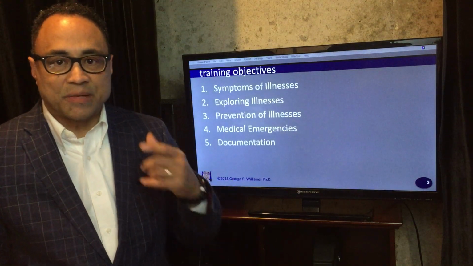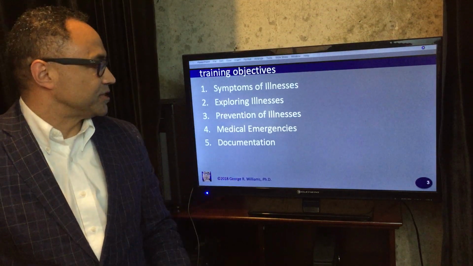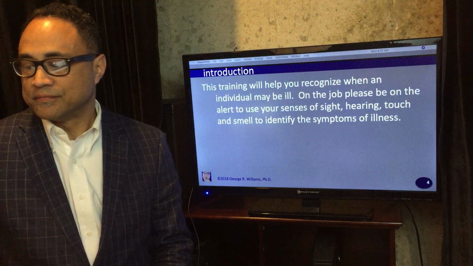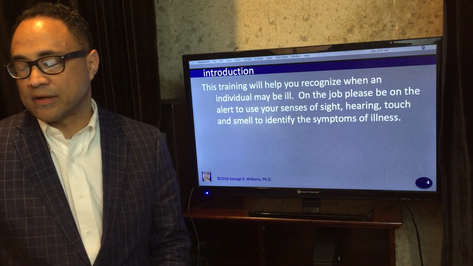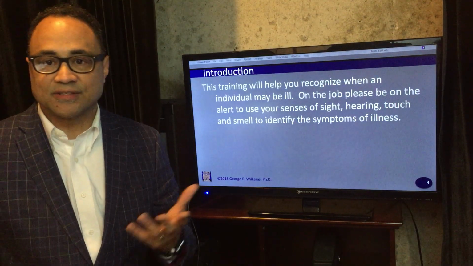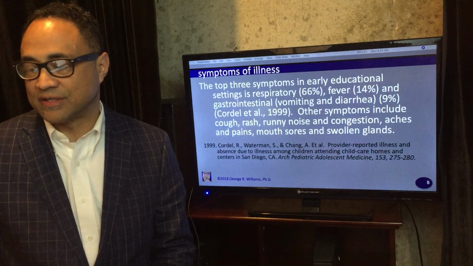So what we're going to look at, our objectives are symptoms of illnesses, exploring illnesses, prevention of illnesses and medical emergencies, and documentation. So these 5 things. So this training is going to help you recognize when an individual may be ill. So when you're on the job, please be on the alert to use your senses of sight, hearing, touch, and smell to identify the symptoms of illnesses.